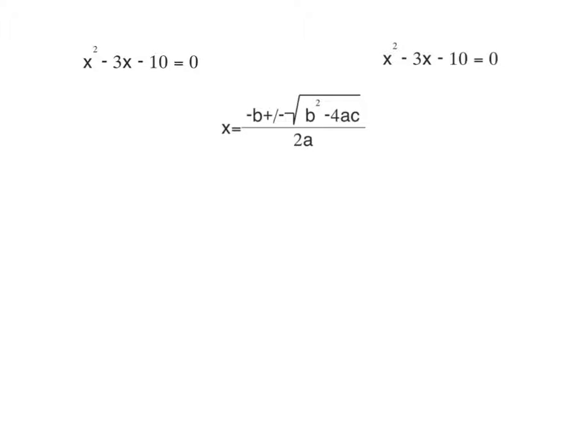All right, so let's look at a problem. We're going to look at it a couple different ways. As you can see here, I have the equation x squared minus 3x minus 10 equals 0. And what I want to do is solve this.